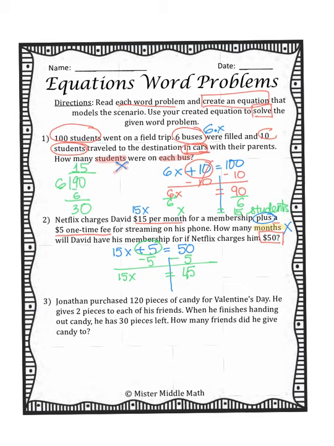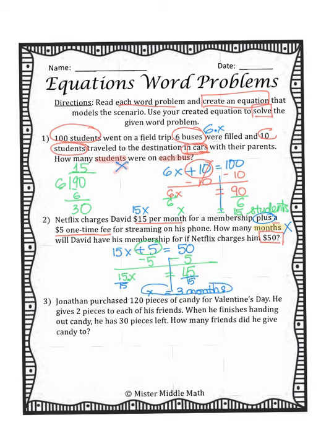15 times x. So what is the inverse of multiplication? Division. So I divide by 15 on both sides. So 45 divided by 15, x is equivalent to 3. So we have 3 months that David will have his membership for Netflix.